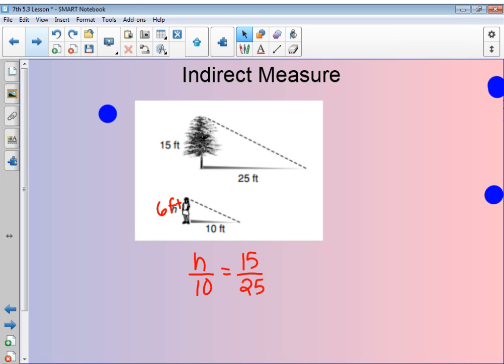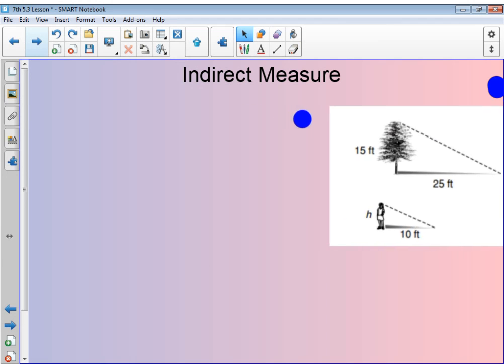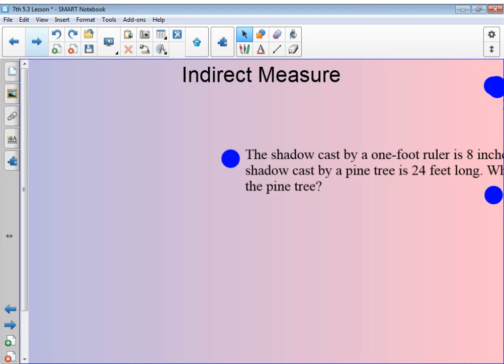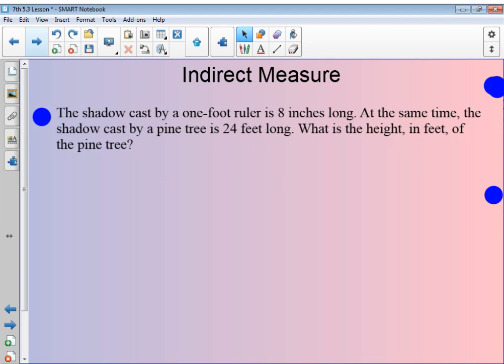Okay, here we found out that the person was 6 feet tall. Now, to be honest with you, you probably will never use indirect measure to find the height of a person because it would be easier to measure their height than it would be to measure the height of the tree. But it was just giving us another sample of where we can find that missing measure when working with indirect measure. Okay, so this next one is a little more complex because it's a word problem.